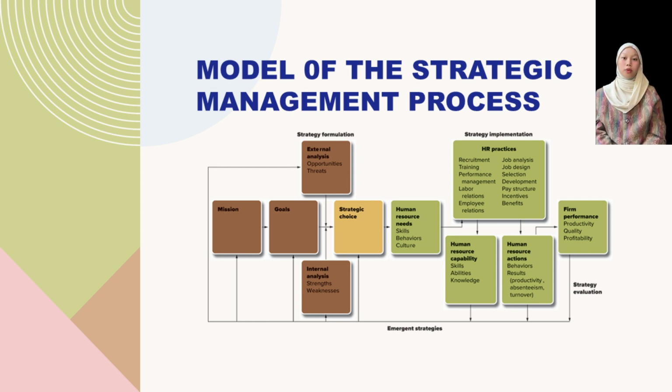Second, strategy formulation has mission and goals, which guide the overall strategy direction, and we have strategy choice. The key areas are such as training. Then we have strategy implementation, which has HR practice, HR needs, HR action, and HR capability. We have strategy evaluation, which is firm performance to get feedback.